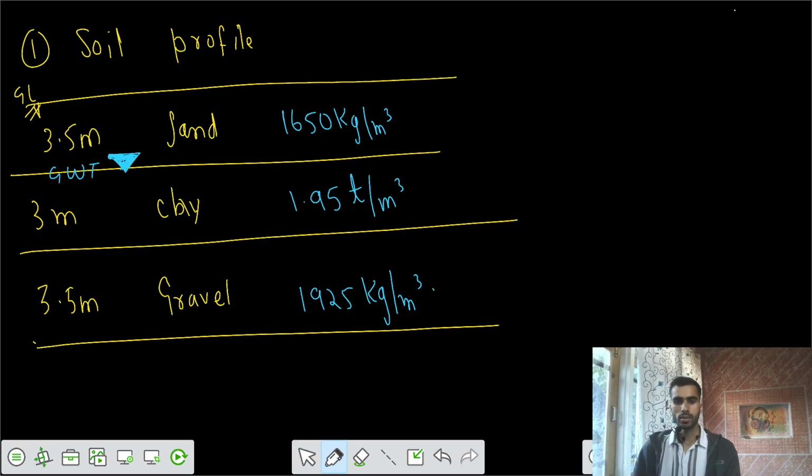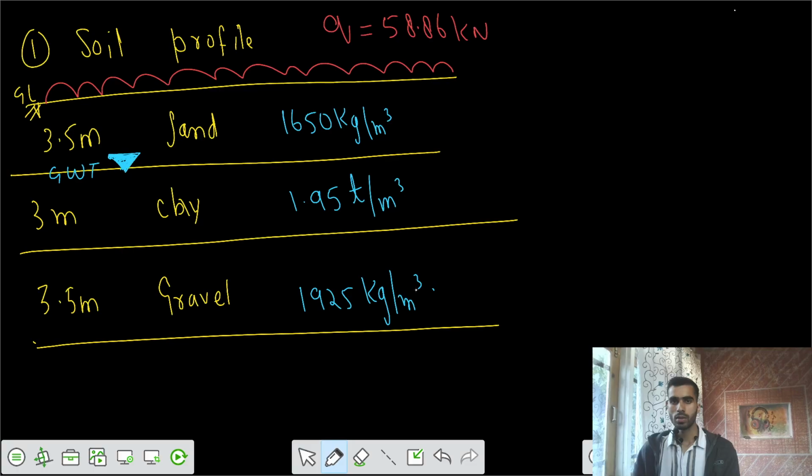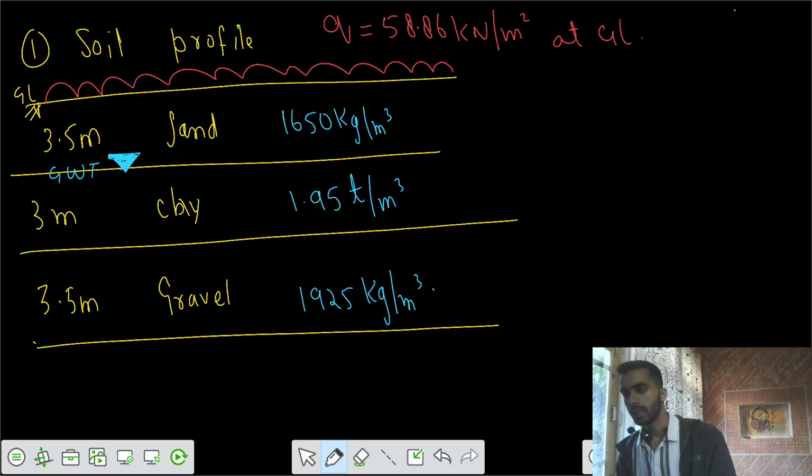Okay, and there's also a surcharge applied. The value of q equals 58.86 kilonewton per meter square at the ground level. Let's think of a building. Let's say that a building is there. So that's your surcharge on that soil profile, 58.86 kilonewton per meter square.